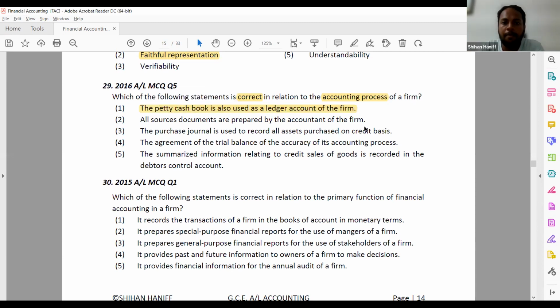All source documents are prepared by the accountant. That is wrong. The purchaser's journal is used to record all assets purchased, not all assets. If you purchase fixed assets, we don't record in the purchaser's journal. So that's wrong. The agreement of the trial balance means the accuracy of its accounting process. Wrong. If the trial balance is equal, we can't say everything is accurate. So that is also wrong.